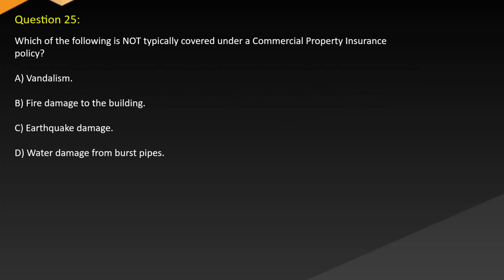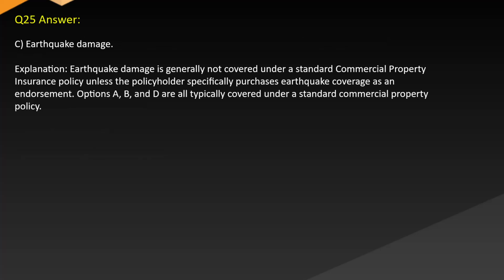Question 25. Which of the following is NOT typically covered under a commercial property insurance policy? A. Vandalism. B. Fire damage to the building. C. Earthquake damage. D. Water damage from burst pipes. Answer: C. Earthquake damage.